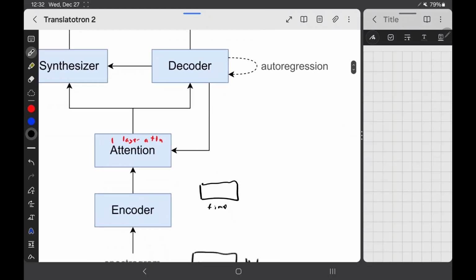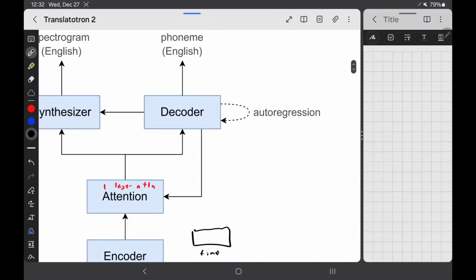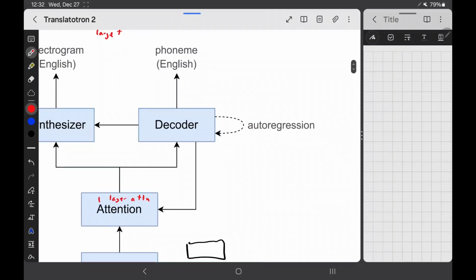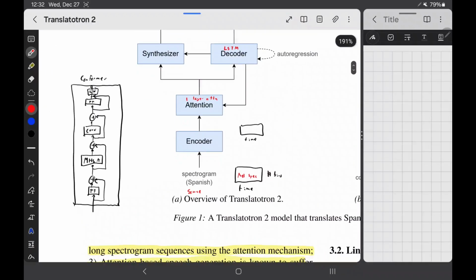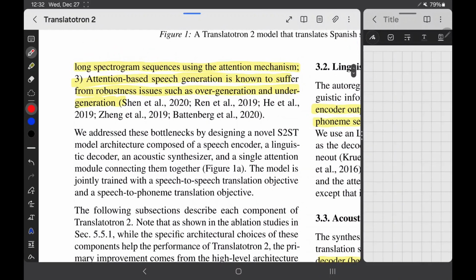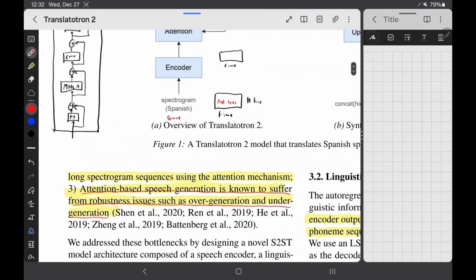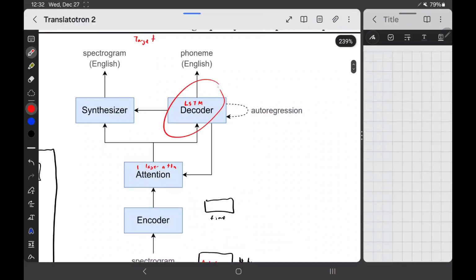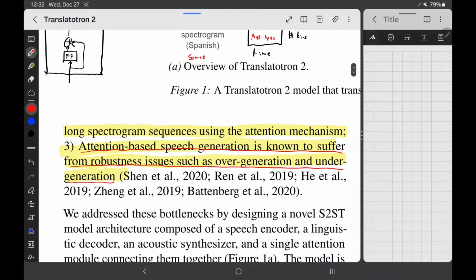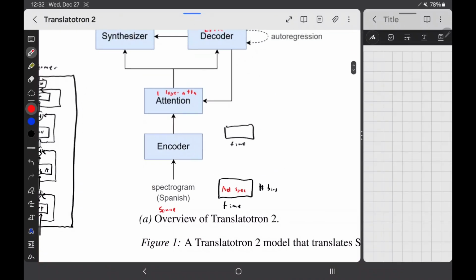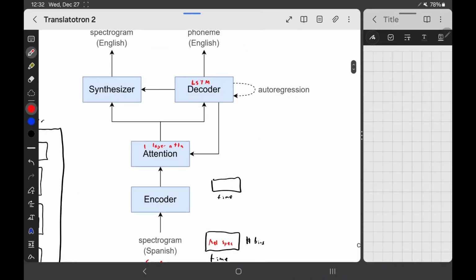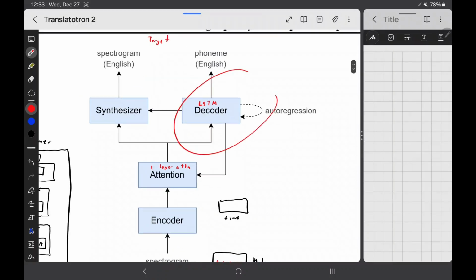Now, to do that, they use an LSTM, and they mention that attention-based speech generation is known to suffer from robustness issues such as overgeneration and undergeneration. So I'm guessing that's why they use an LSTM here rather than an attention mechanism here. And they just use one layer of attention here, because you could definitely use attention for this. It's just like a speech generation, but they use an LSTM.